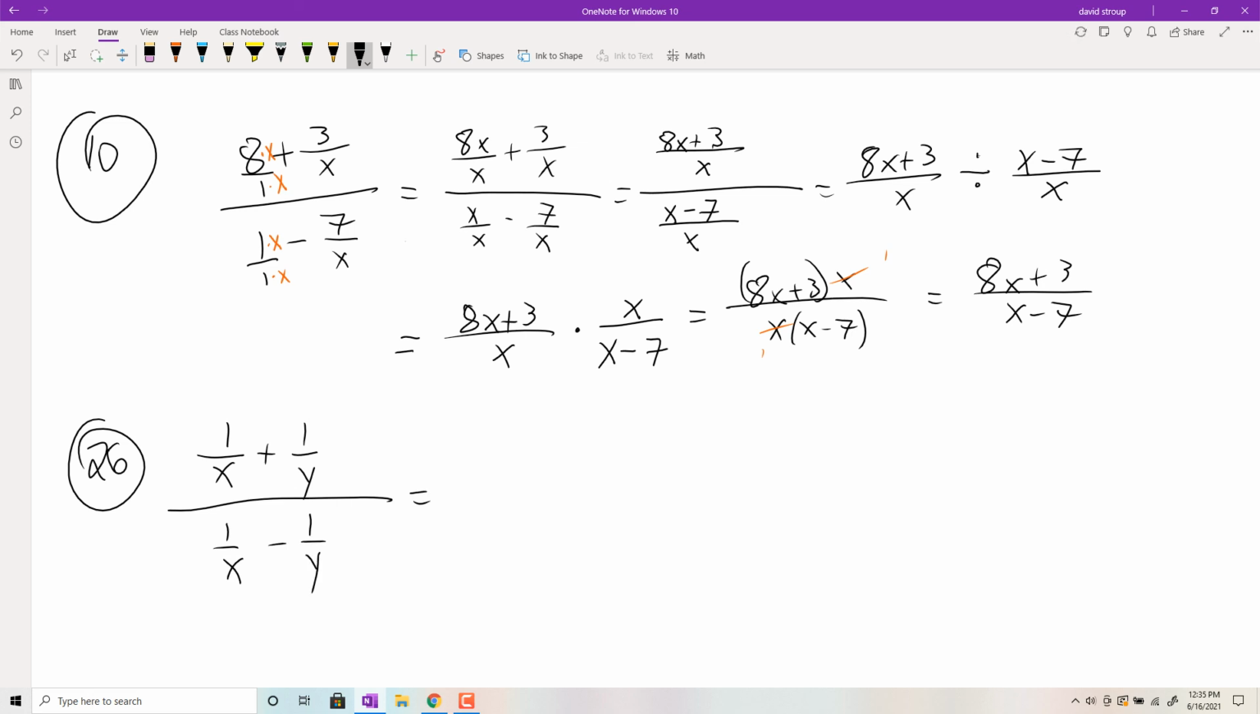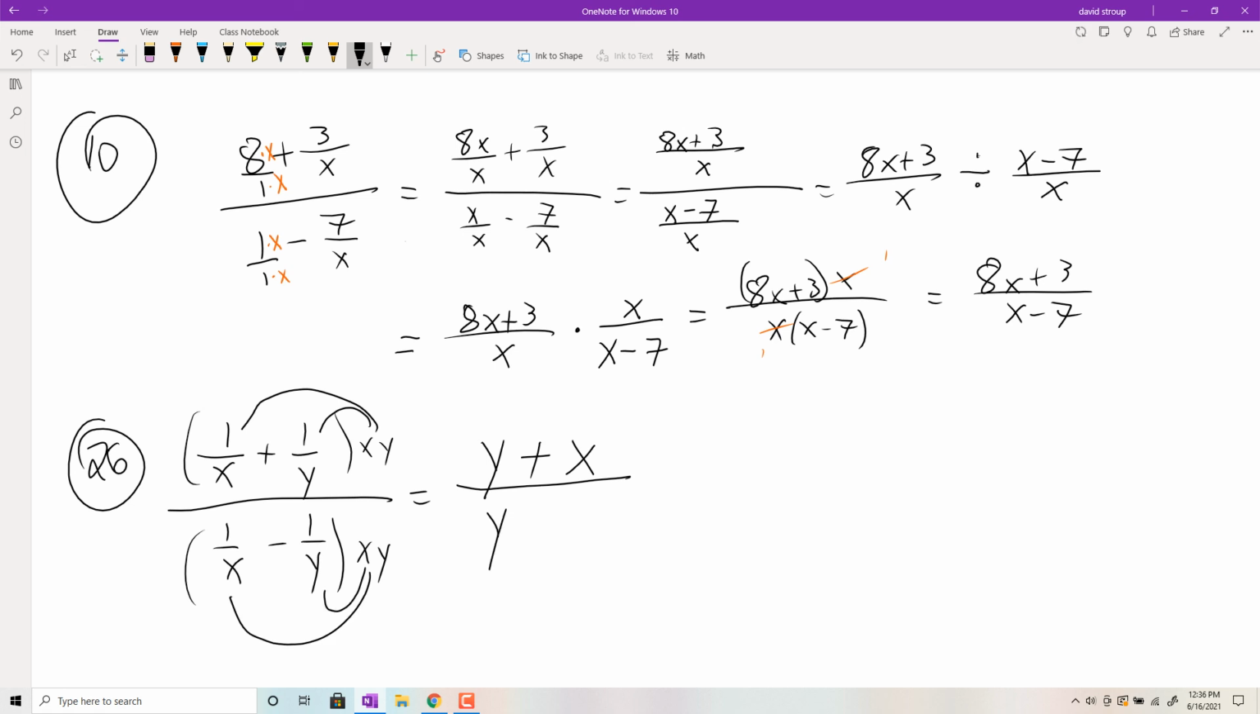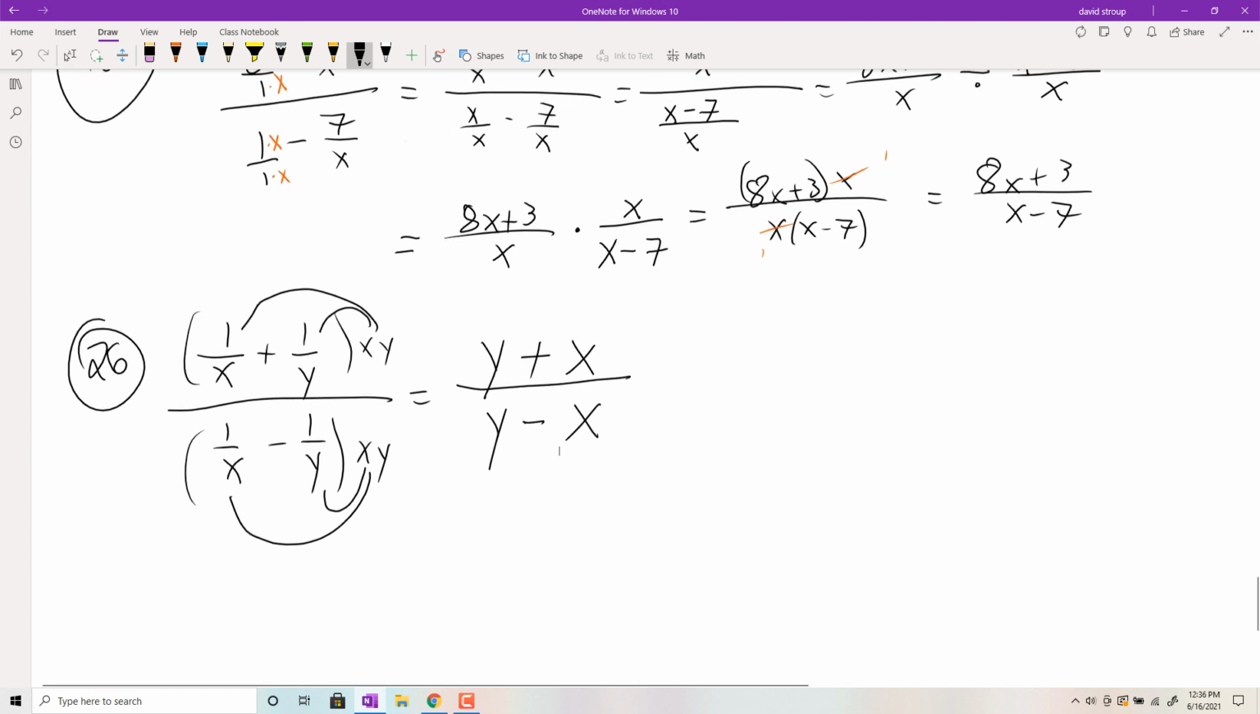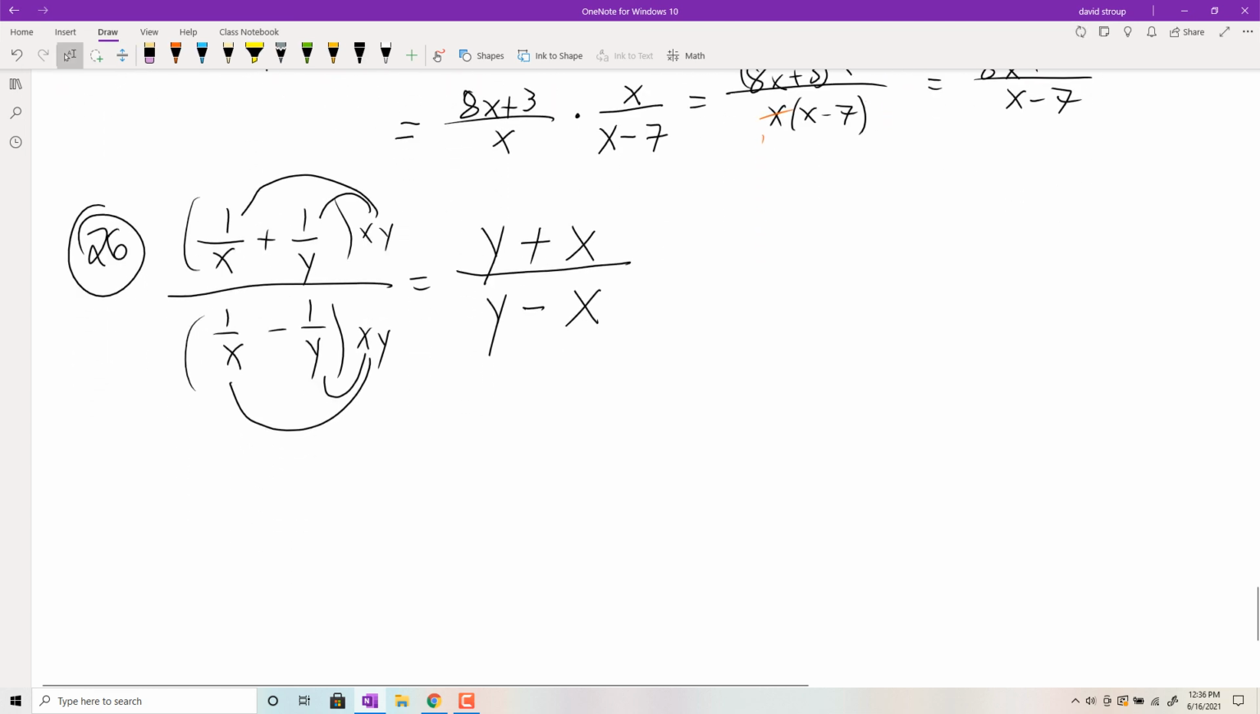Anyways, the LCD of all these fractions would be x times y, right? So I'm going to multiply top and bottom by x times y. The first distribution, the x's would cancel, and I just have a y. The second distribution, the y's would cancel, and I just have an x. Downstairs, the first distribution, the x's cancel, and I just have y. The second distribution, the y's cancel, and I just have an x. And that's it. You know, those aren't opposites. The y's have the same sign.